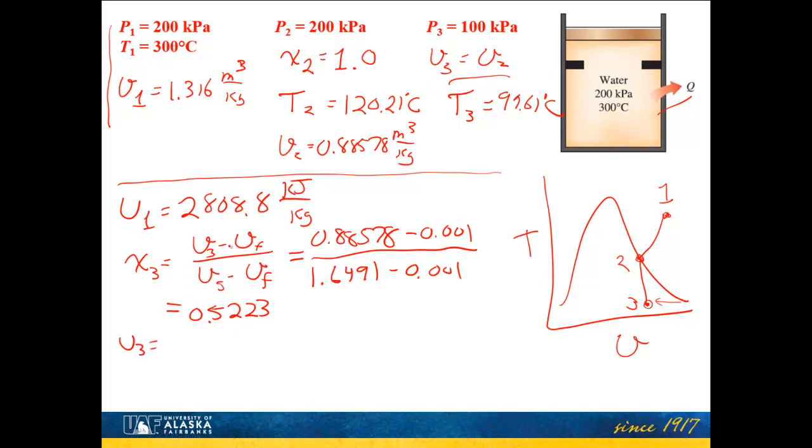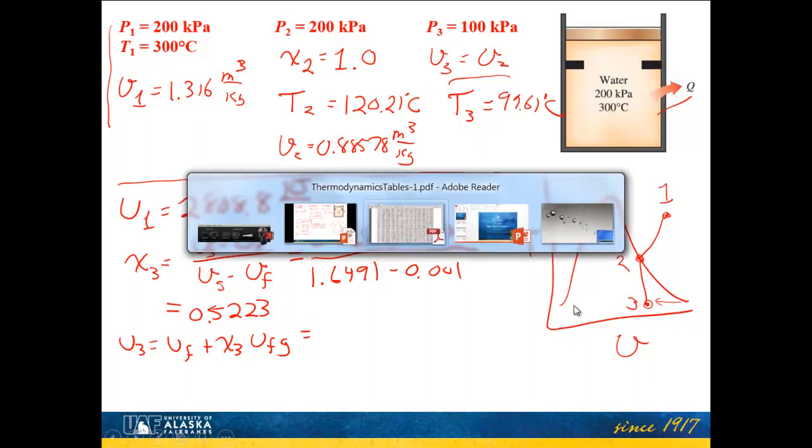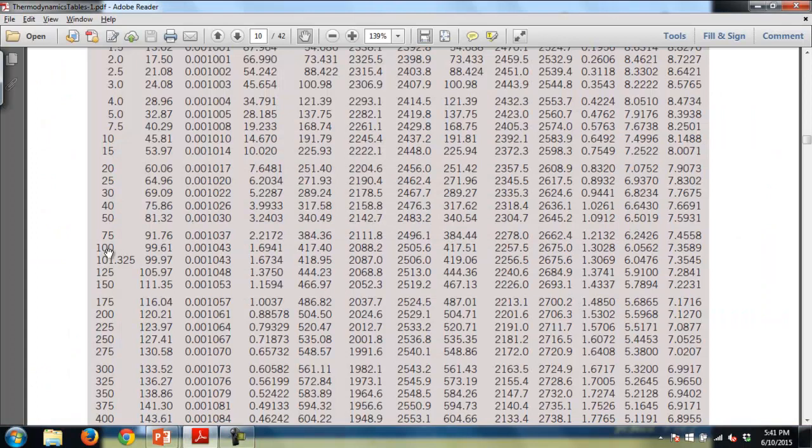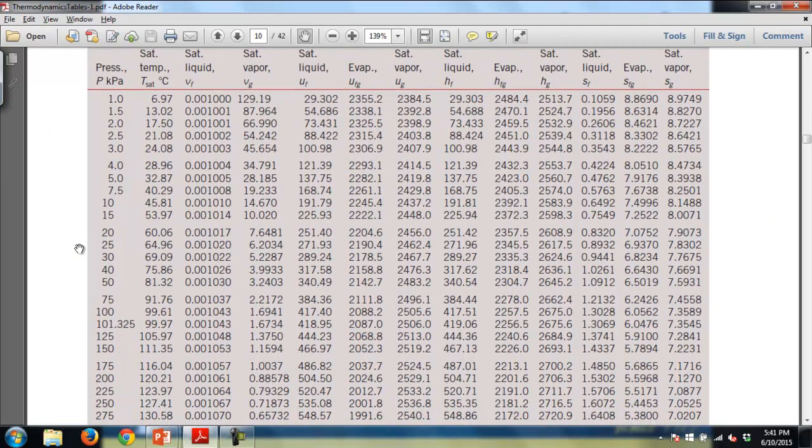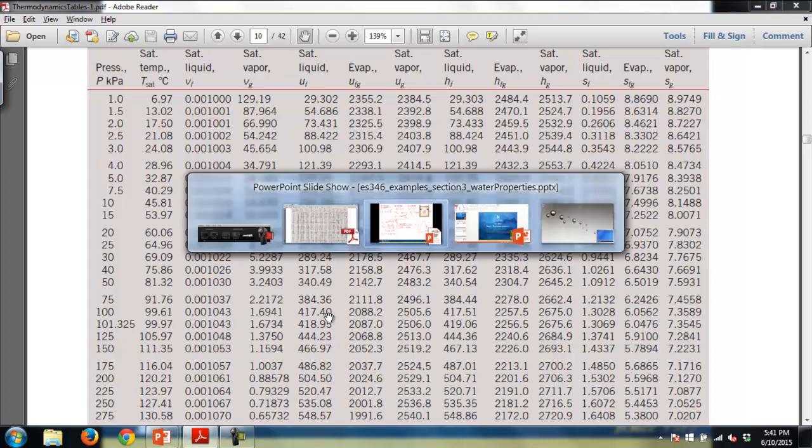I'm going to rearrange this type of weighted equation here, where this is going to be UF plus X3 UFG. And so these values of UF and UFG, again, I'm going to get those from the saturation tables. So come back here. I'm on the 100 kilopascal line. And so where's my UF value? So I'm going to look down here. UF at 100 is 417.4. And UFG, which is the difference between these two columns here, is 2088.2. So those are the ones that go into that equation.